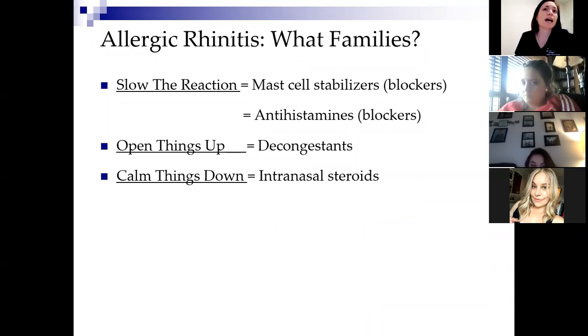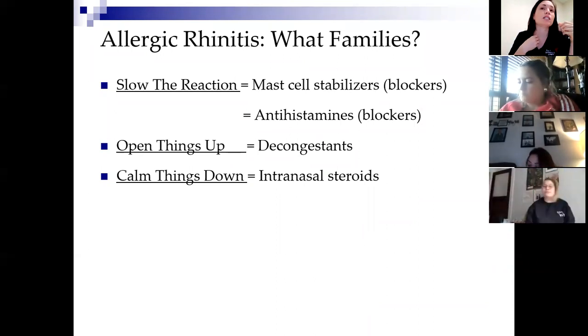The mast cell blockers or the histamine blockers slow down the reaction. Decongestants kind of thin things out and open things up. And then intranasal steroids calm down the inflammation.